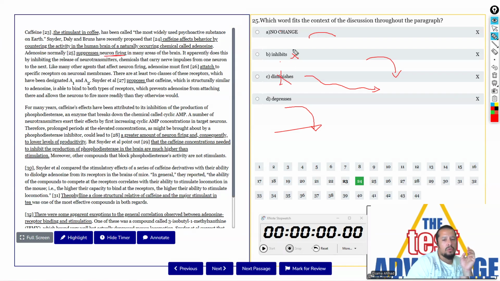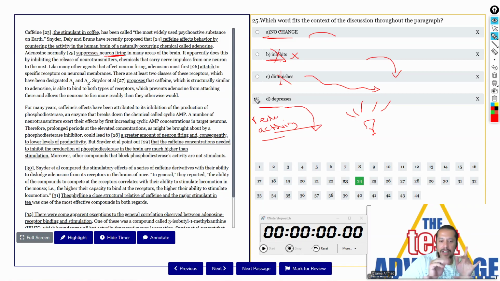Because we're talking about the firing itself. So you have the neuron, and neuron firing means it sends messages, and depresses means it reduces activity. So we don't want to say inhibits neuron firing, because inhibit means it stops completely. It doesn't inhibit the firing, that would mean it's not firing at all. So it suppresses firing or depresses firing.